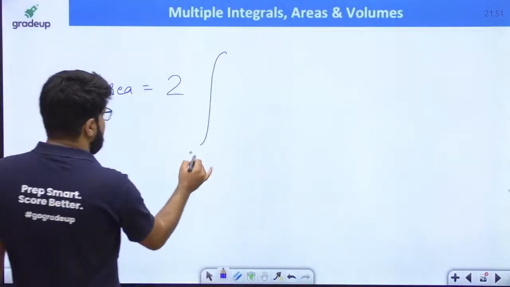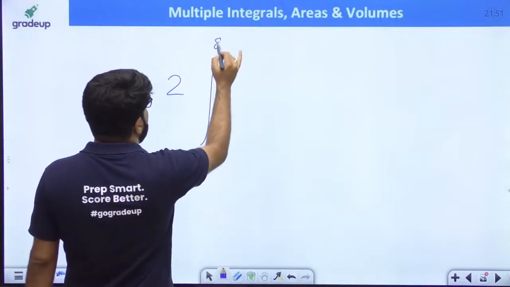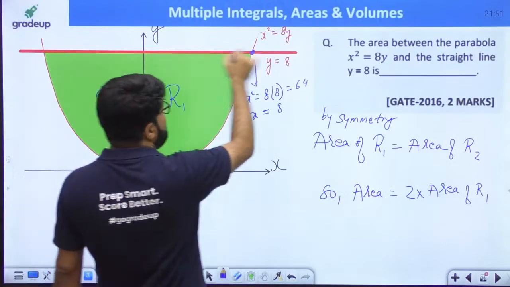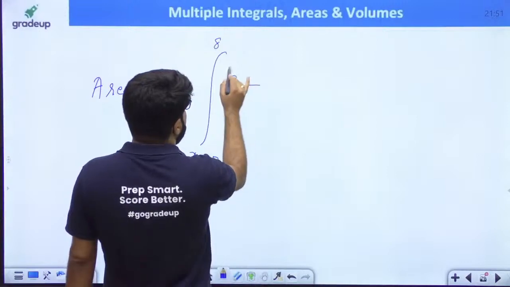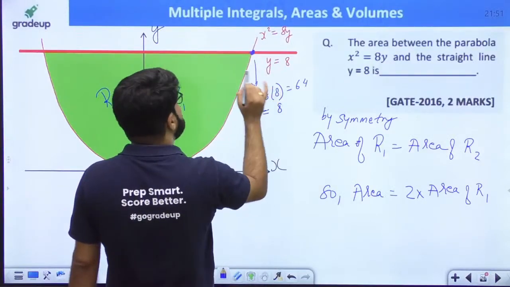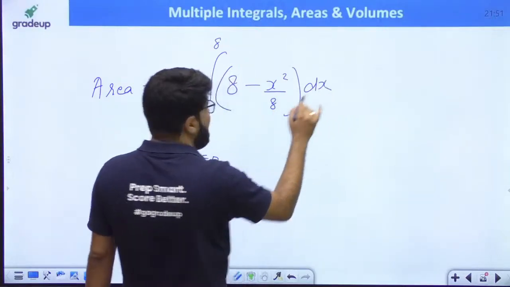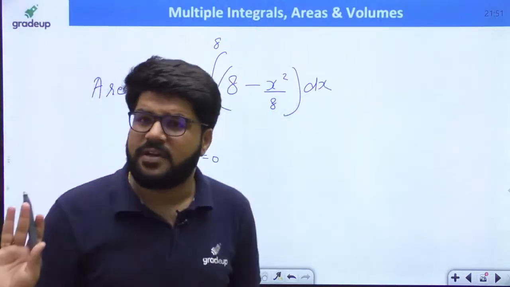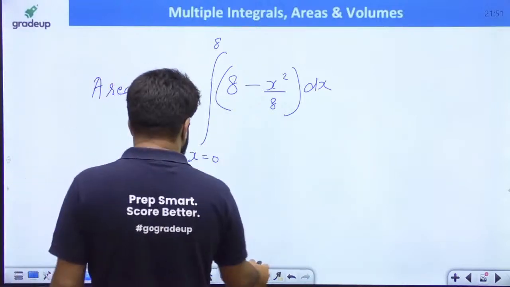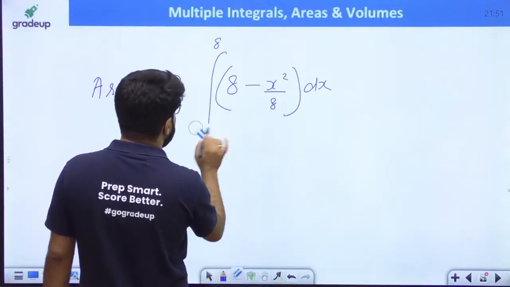Right. So integral x equal to 0 to 8. Upper function minus lower function. Upper function y equal to 8. Lower function y is equal to x square by 8 dx. So rather than double integral, we have always converted into a single integral. Simple case this is.